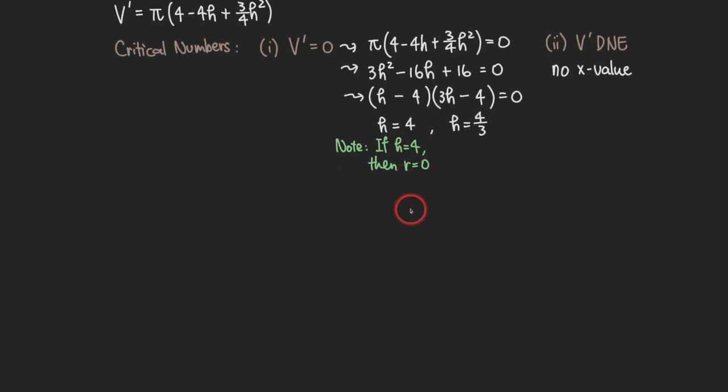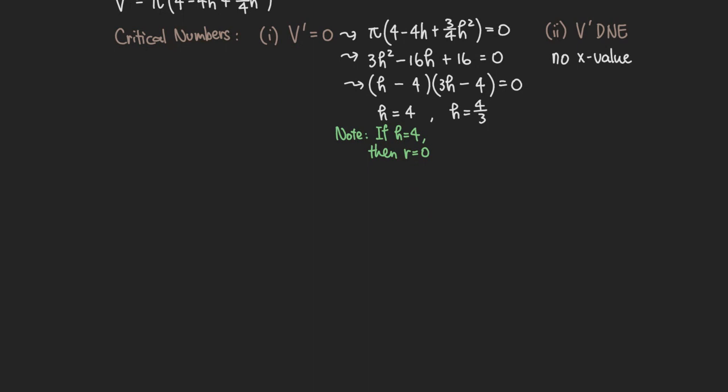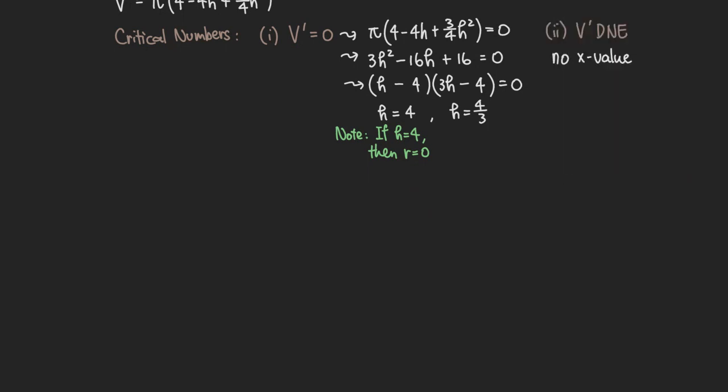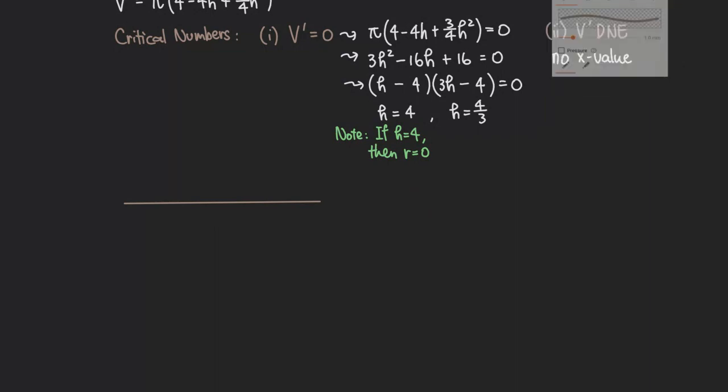Okay, now once we have finished finding the critical numbers, we can start making the sign analysis chart. So let's do that. So we're going to find the sign analysis chart. Then let's do some labeling on there. So this is the x-axis. No, actually this is the h-axis, right?